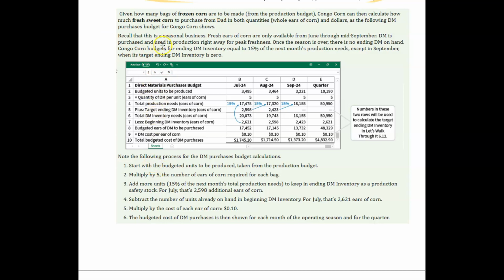This is a seasonal business. Fresh ears of corn are available only from June to mid-September. It's purchased and used in production right away for freshness. Once the season is over, there's no ending direct materials on hand. So they budget for ending direct material inventory equal to 15% of the next month's production needs, except in December when its target direct material inventory is 0. So you wouldn't carry over ears of corn to the next row.